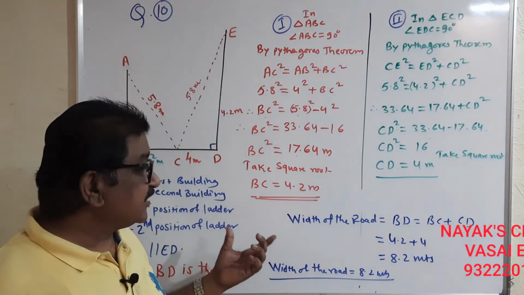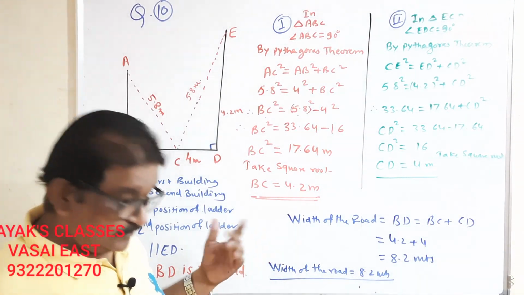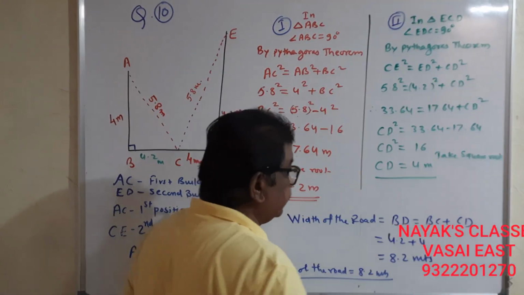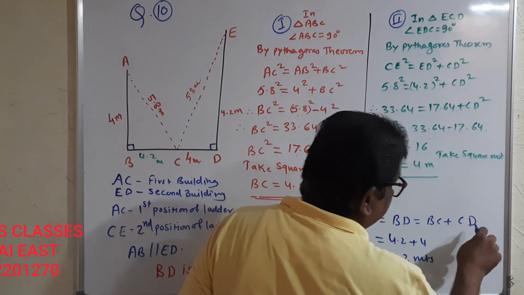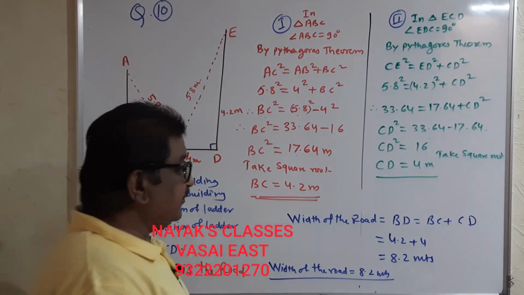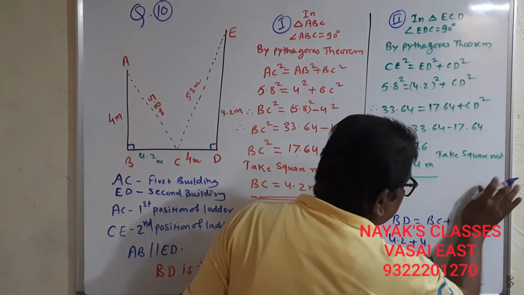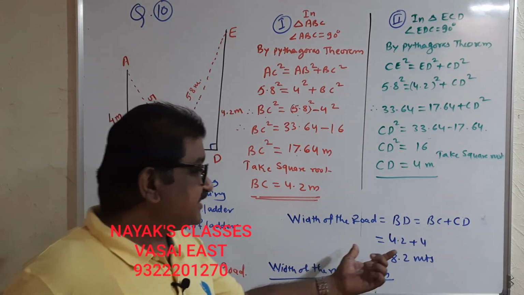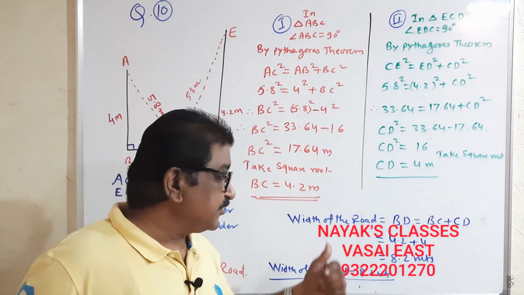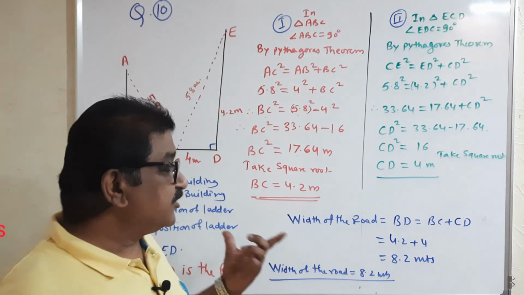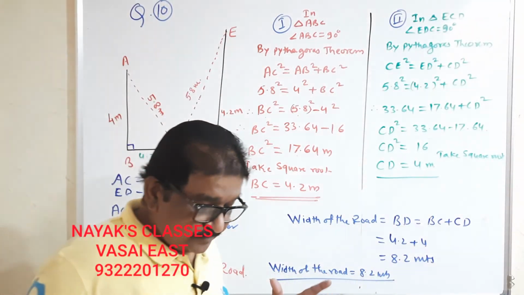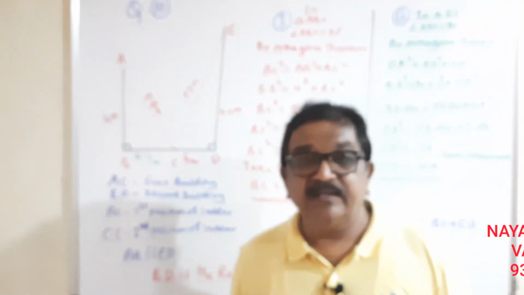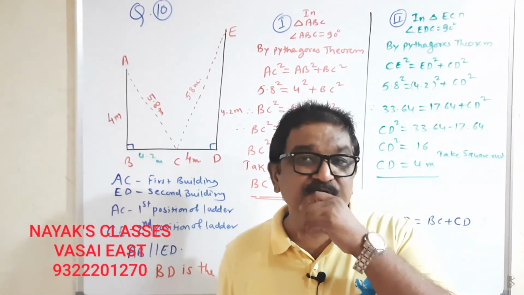So the width of the road is nothing but BC plus CD. BC is 4.2 and CD is 4. So finally the width of the road is 8.2 meters. This finishes exercise number 2.1 of lesson number 2, Pythagoras theorem.